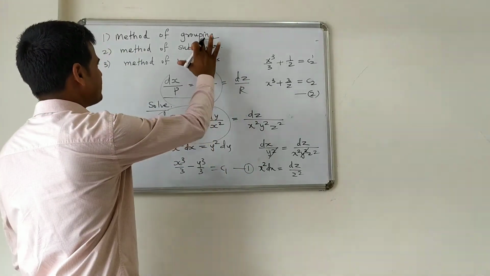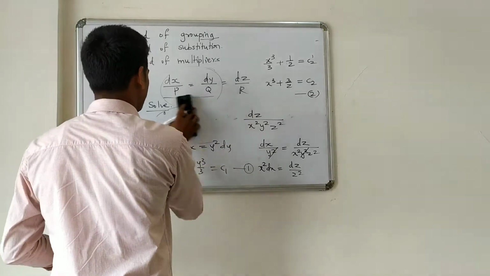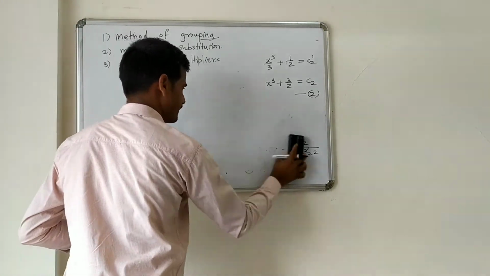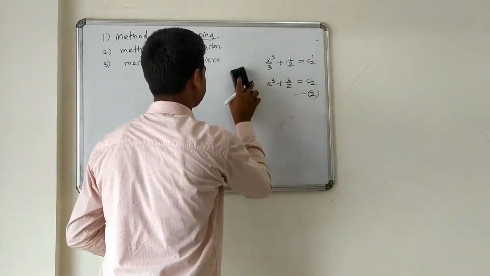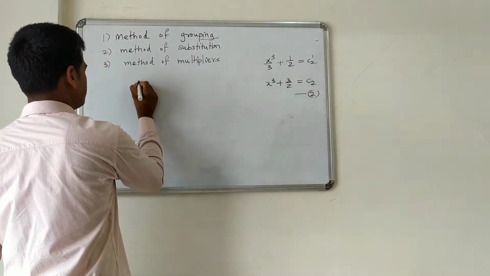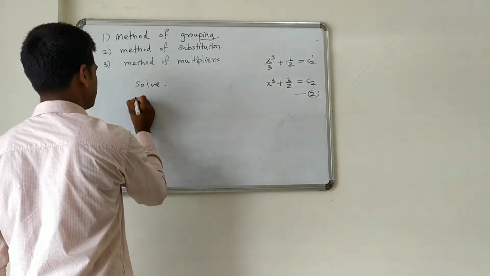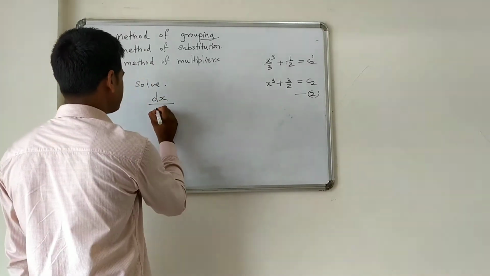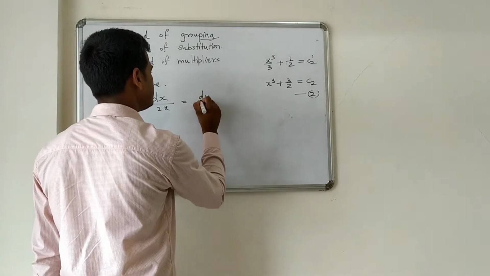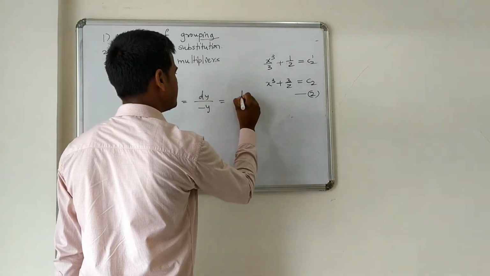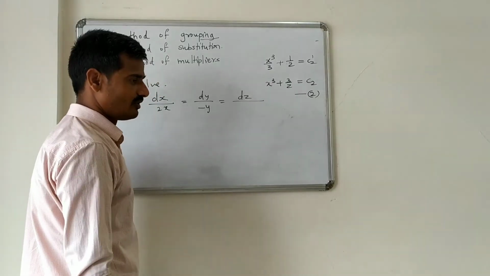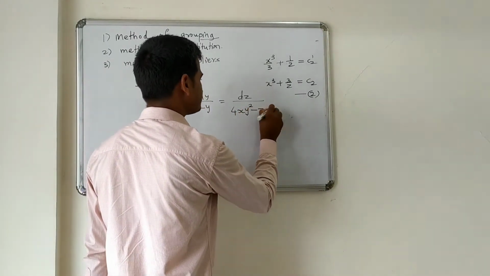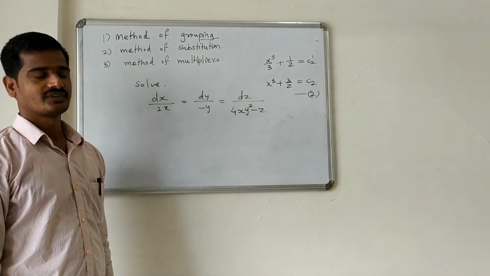Now the second method is the method of substitution. So I take one example. What is meant by the method of substitution? Solve this differential equation: dx upon 2x is equal to dy upon minus y is equal to dz upon 4xy square minus z.